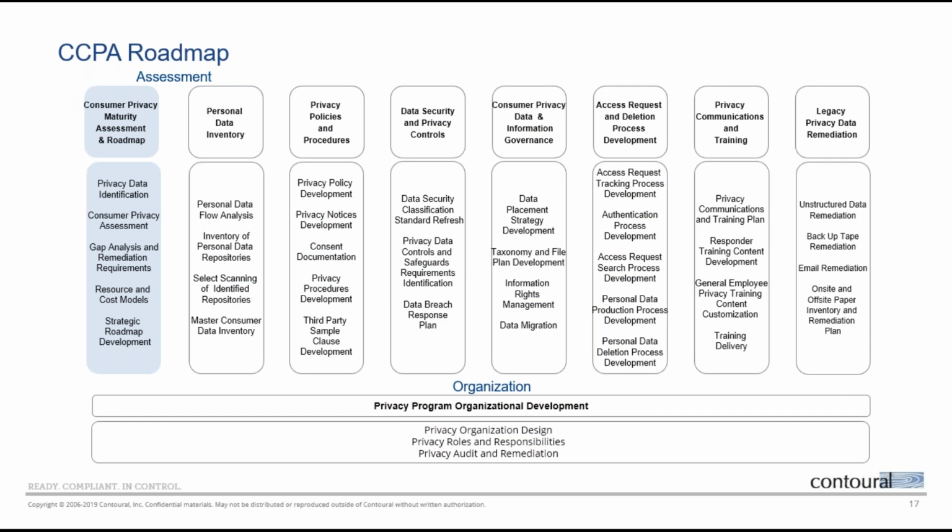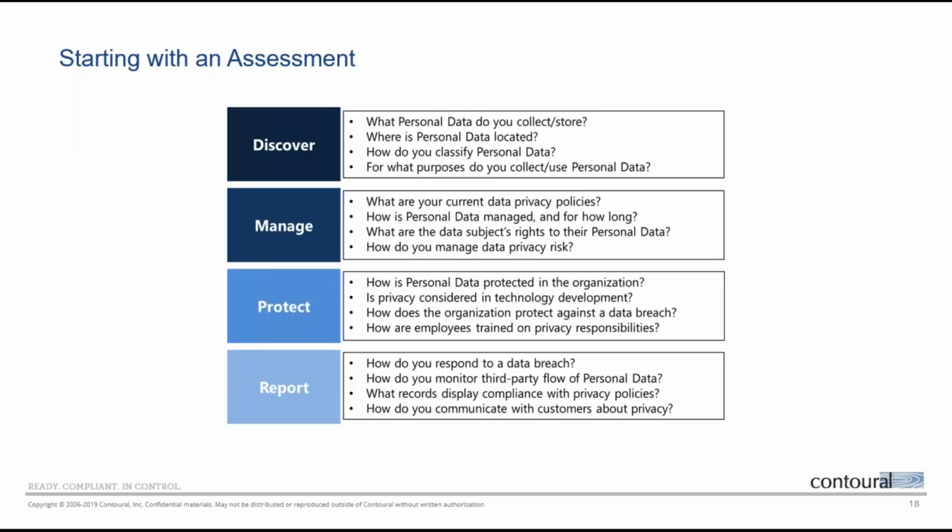So starting out, one thing we alluded to was what's involved in a roadmap. What are some of the pieces? Here's what we think are some of the key questions organizations should ask themselves. What personal data do you collect and store? Where is it located? How do you classify the personal data? And by the way, at the assessment phase, we're not necessarily saying you have to do a complete personal information inventory, but at least have a scope of where it is and how much is out there.